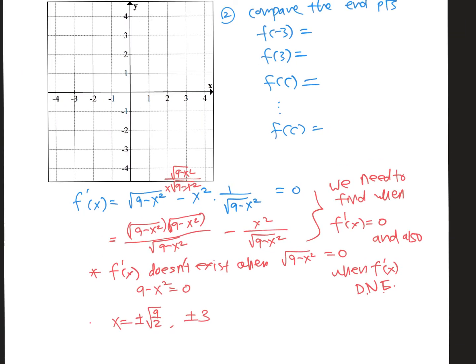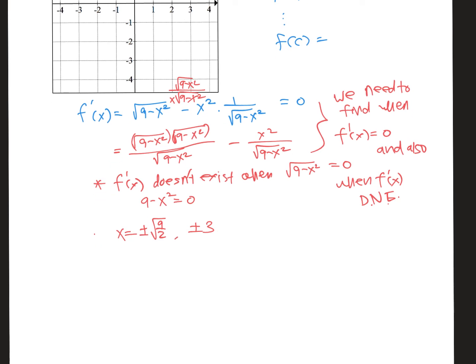And then you have to check f of radical 9 over 2, and f of negative radical 9 over 2. So there are a bunch of numbers you have to check. Out of all these numbers, whatever is the highest will be your max, and whatever is lowest will be your global min. All right. So your final answer is global max is 9 over 2, and global min is -9 over 2.